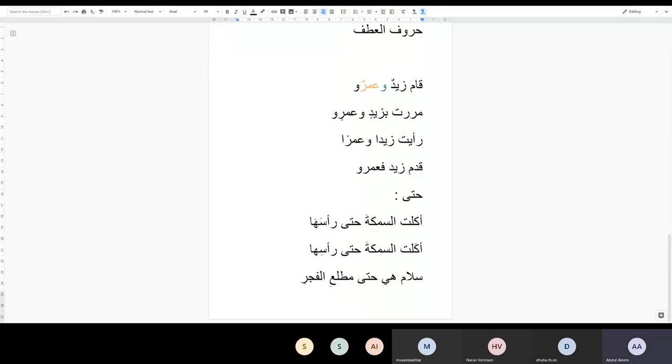Brother Suhaib asks: is bal for doubt or correlation? It depends on the context, on how you use bal. In the example I gave, it is used for doubt. You say qadima zaydun bal amrun. It can also be used for negation in some cases.